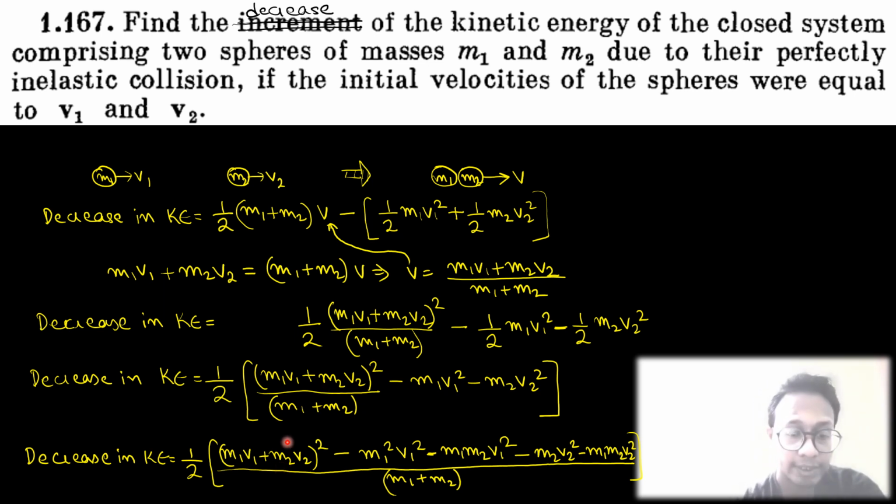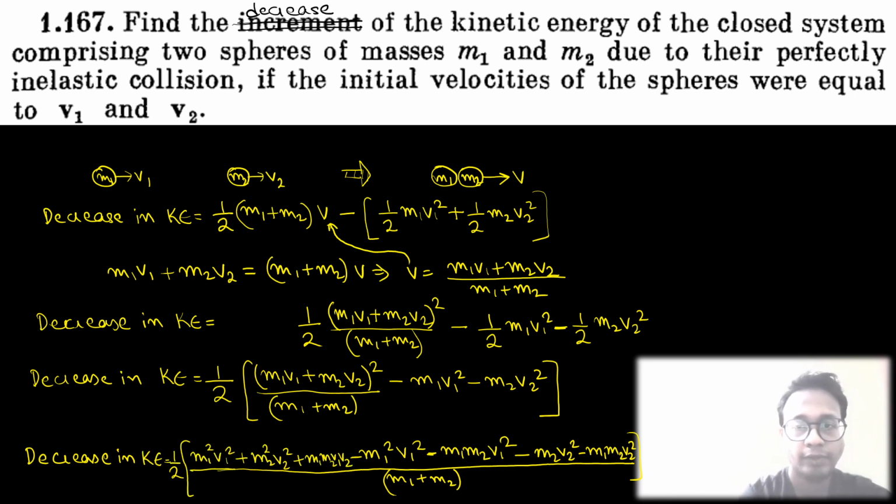Now what I can do is expand this term. A plus b whole square is nothing but a square plus b square plus 2ab. So if I expand this entire term, we'll get a square plus b square plus 2ab. Now check out here. m1 square v1 square and minus m1 square v1 square would get cancelled. So this term and this term would get cancelled. m2 square v2 square and minus m2 square v2 square would get cancelled. So let me just erase these terms.